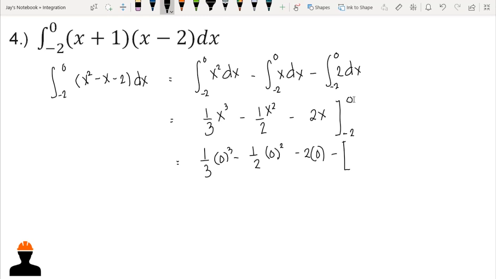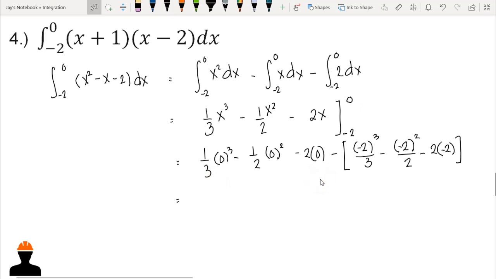We substitute negative 2, that is negative 2 cubed over 3 minus negative 2 squared over 2 minus 2 times negative 2. We have answer, that is, now take note, since we have value of x here which is equal to 0, then we could say that all these terms equal to 0. Okay, so this is 0, this one is 0, this one is also 0, then we have 0 minus negative 2/3. And this gives us, since we have negative outside of the bracket, then we have negative times negative, we could have positive value, then we have positive 2/3.